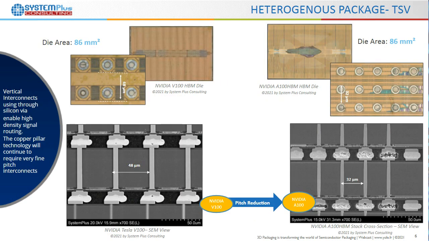So let's look at the connection between the dies. The vertical interconnects using silicon via enable high density signal routing and fast speed of the memories. The silicon wafer is actually etched, and the trench is then filled with the copper material, and then they are connected using bumps. So here we have 2 different generations of the HBM DRAM die, where they are connected. We see that the pitch is becoming a concern.